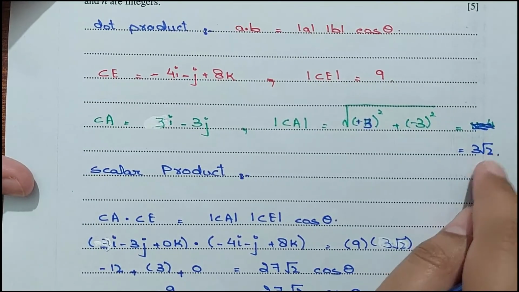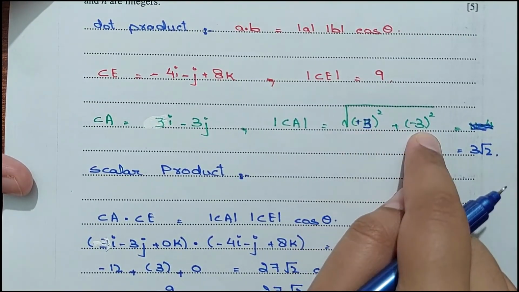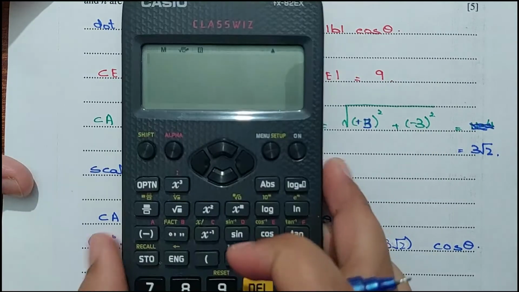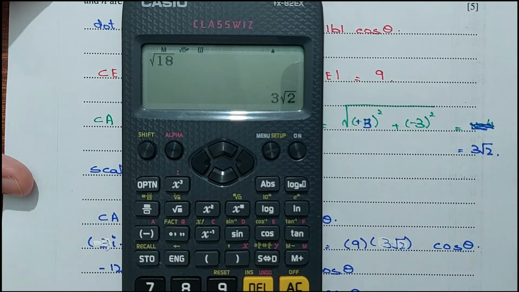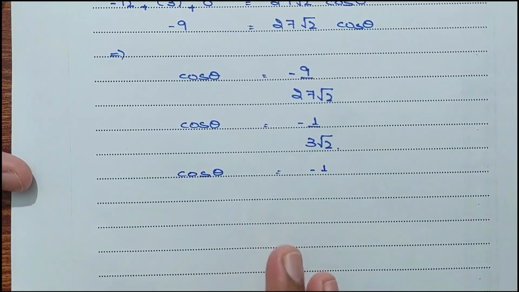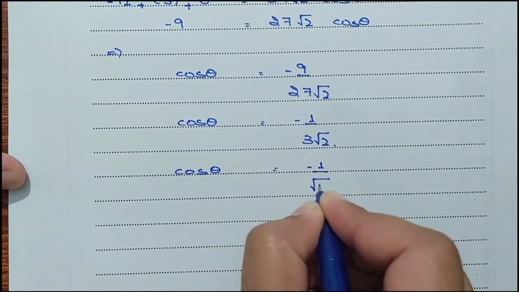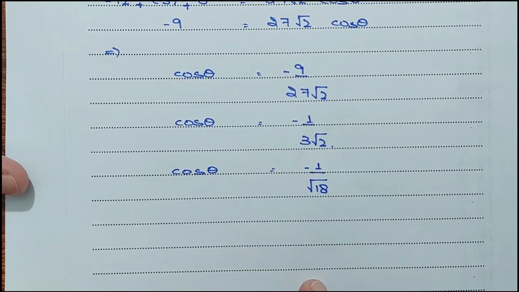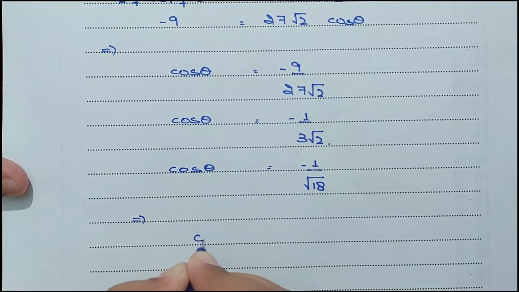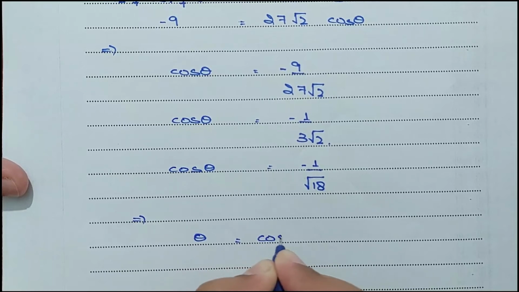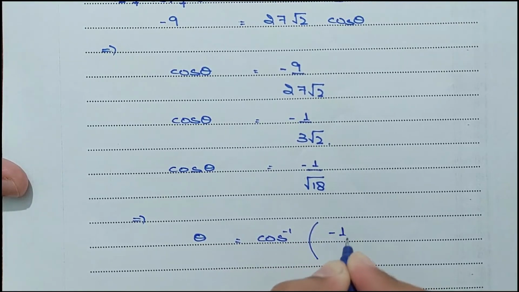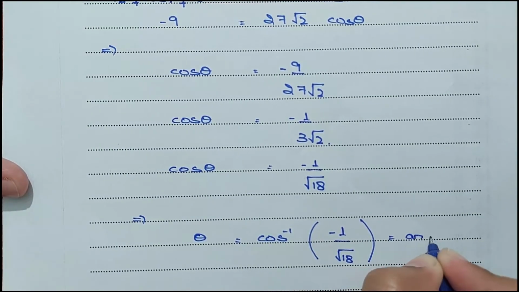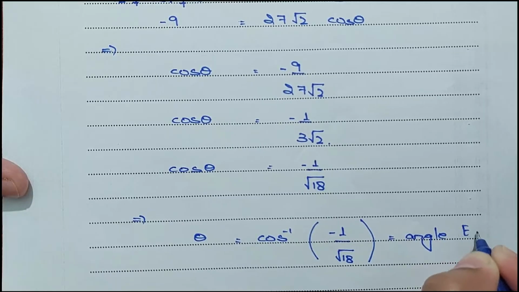Now we can rewrite 3 root 2: this is equal to root of 18, since 9 plus 9 equals 18, and root 18 is 3 root 2. So this is in the form of m over root n. m is minus 1, which is an integer, and n is also an integer, which is 18. So we can say theta is going to be cos inverse of minus 1 over root 18. This theta is the angle ECA.